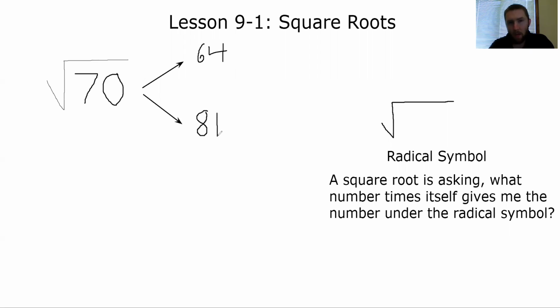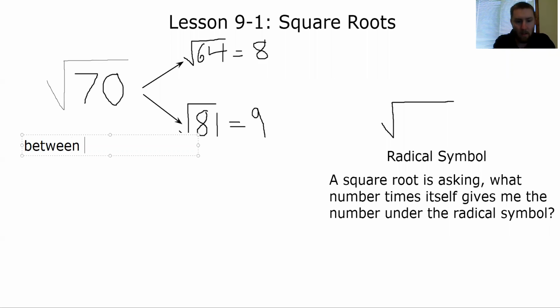Now, if we know the square root of 64 and we know the square root of 81, the square root of 70 must be in between those. So from our list, we should know, hopefully, that the square root of 64 is equal to 8 and that the square root of 81 is equal to 9. So what that tells me is the square root of 70 must be between 8 and 9. Between 8 and 9. So that's a strategy that you can use to find what two numbers a square root is in between, up to 100.